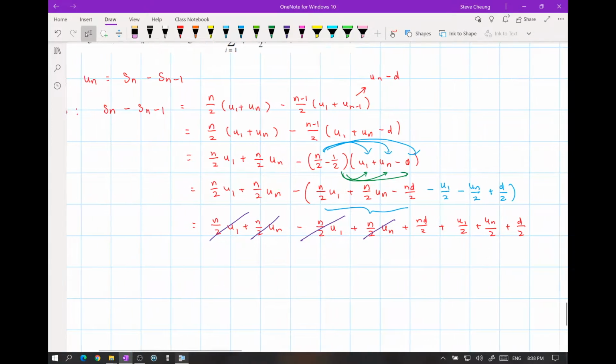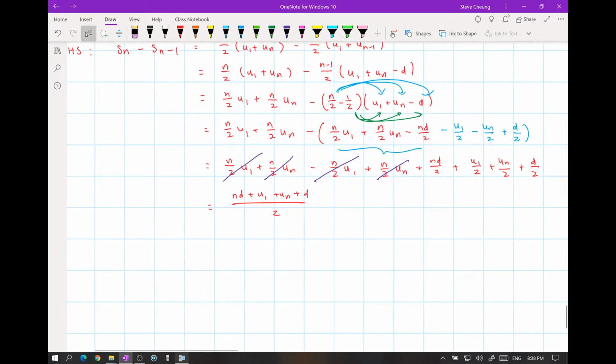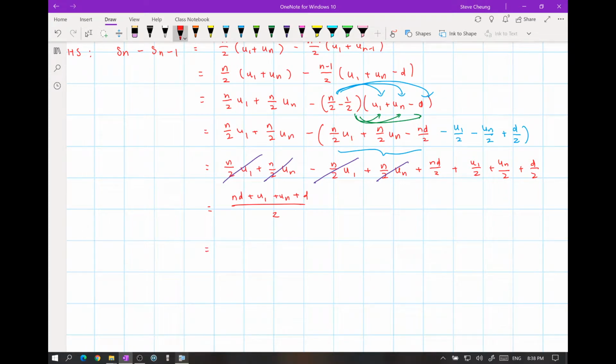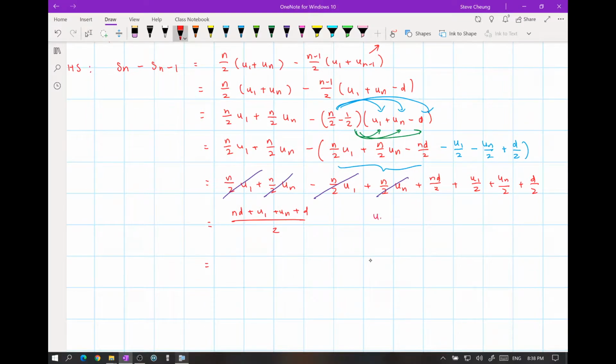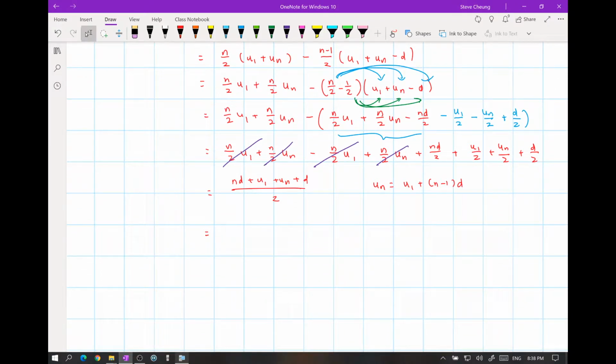Oh, okay. I think it's embedded here. So let's just take these last four terms. This is basically nd plus u1 plus un plus d all over 2. But do you remember what u sub 1 is? Well, u sub n is u1 plus n minus 1 d. So we need to do some collections here. This is technically u1 plus nd plus d plus un.